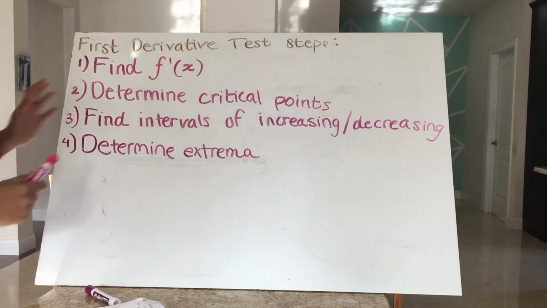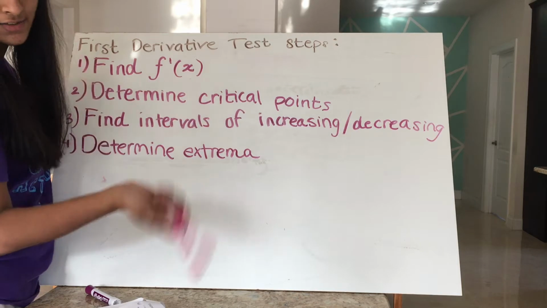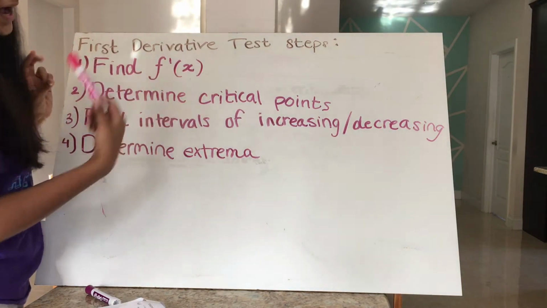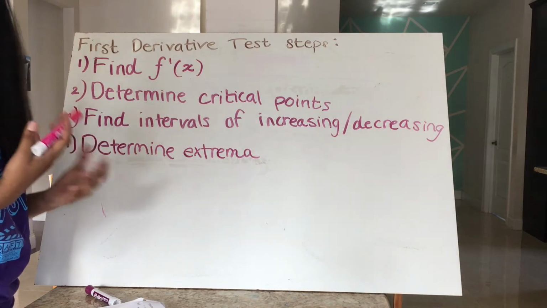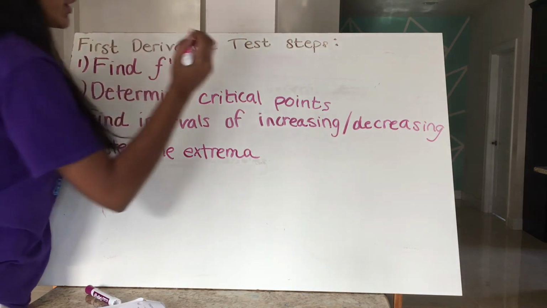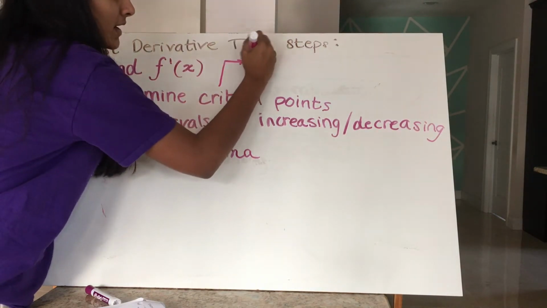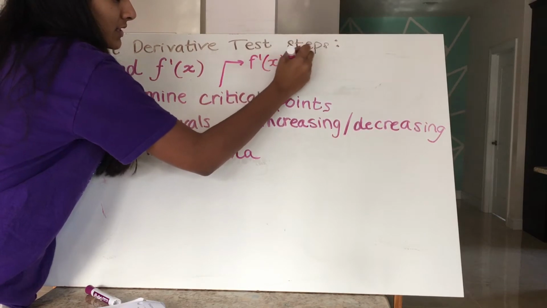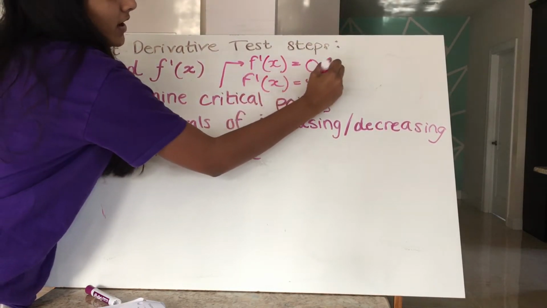So there are a few simple steps to the first derivative test. Step one is obviously find the first derivative, or f prime of x, which is just the derivative of the function you're trying to find the extrema for. And then step two is determine critical points. So critical points are values where the derivative equals 0 or the derivative is undefined.